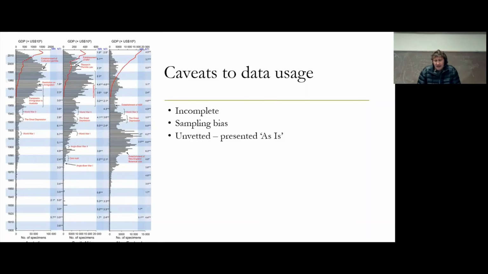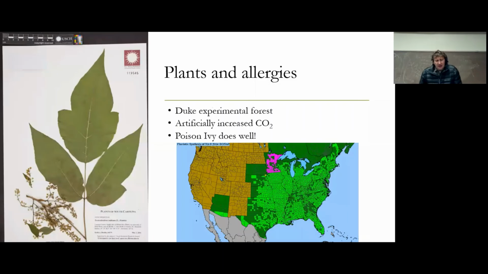And then again, it's unvetted. It's presented as is. There are tools within the portal that allow researchers to contact individual collections managers when they discover a potential error, and those can be corrected in short order. So all those need to be taken into consideration when using these data.